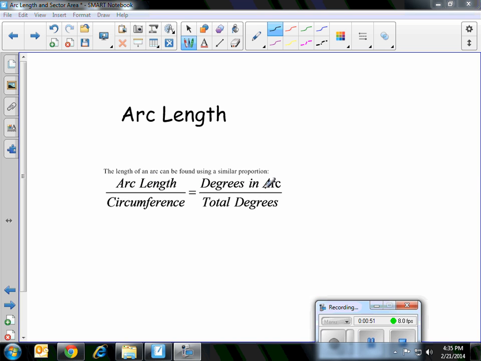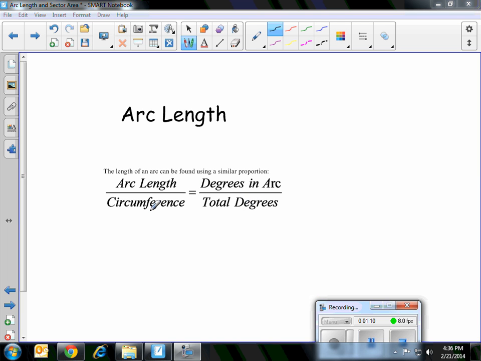Over here on the right side, we are still dealing with our degrees, but instead of having the degrees of our sector, we're working with the degrees of our arc, and you'll see the difference in our picture. And then the total degrees of a circle is still 360.